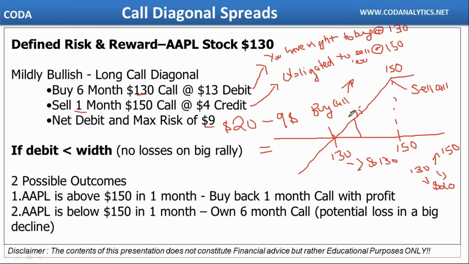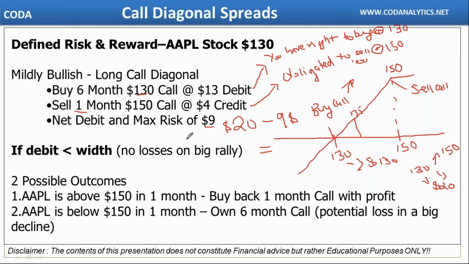All right. So whenever the debit is less than the width, no losses on a big rally. And this is something we'll be looking at as we try to implement those trades. Then, as you have seen, there are two possible outcomes. If Apple is above 150 in 1 month, then you have to buy back the 1 month call, with the profit, because you'll have to liquidate it. And if Apple is below 150 in 1 month, then this sell will expire worthless, but we will still be owning this buy call.